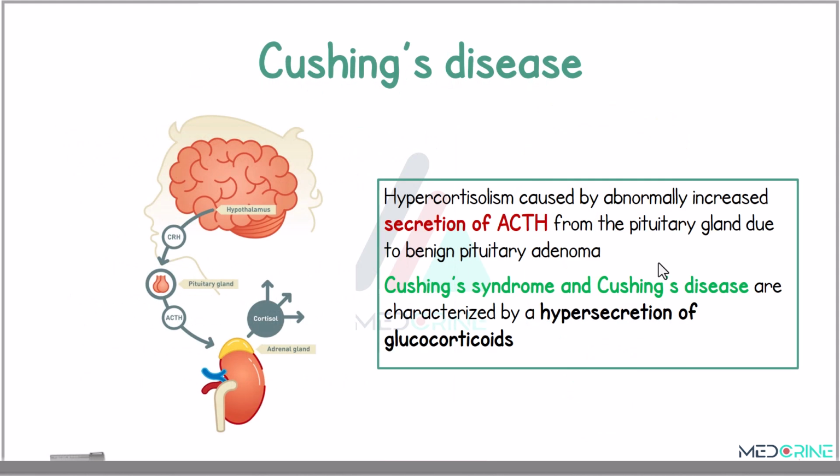Cushing's disease, on the other hand, is a specific type of hypercortisolism that is caused by an increased ACTH hormone secretion from the pituitary adenoma. This pituitary adenoma is usually of benign origin. Both Cushing syndrome and Cushing disease involve glucocorticoid hypersecretion, but the sources of these are different.